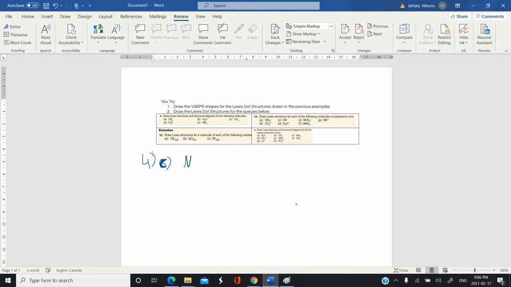So NCl3. There's 5 valence electrons from the nitrogen, and then 7 times 3, 21 from the chlorines. That's 26 total electrons to place. So let's go ahead and do that. We'll start placing our central atom, which is the one with the fewest, so nitrogen. And then we'll place the peripheral atoms with single bonds. Having placed those single bonds, we've placed 6 electrons because each single bond counts as 2 electrons. So that's 20 left to place.